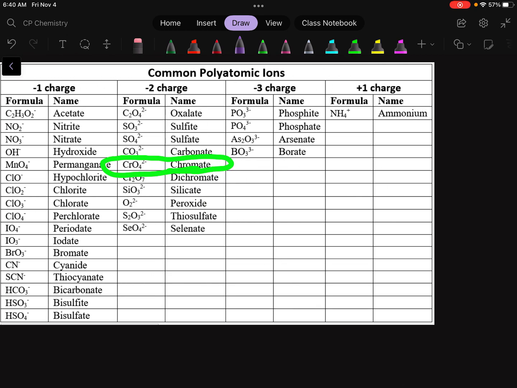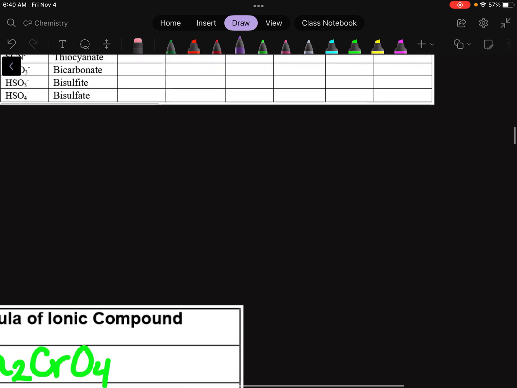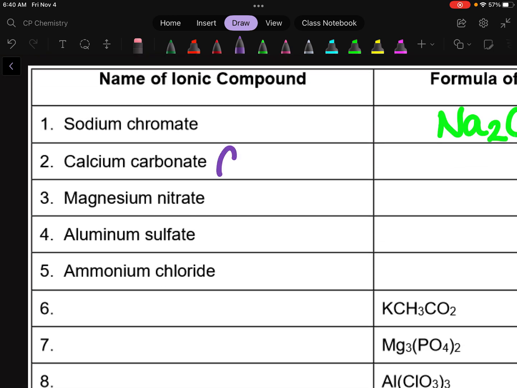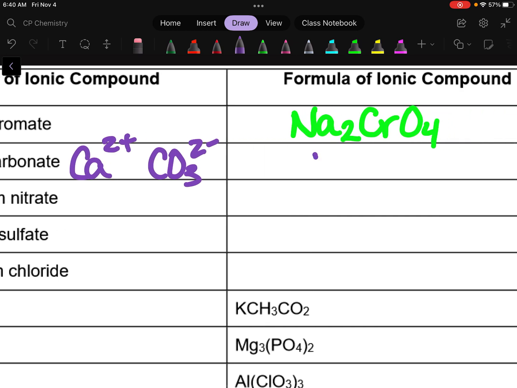And carbonate is right above chromate. So it's CO3 with a -2 charge. So Ca is +2 and carbonate is -2. So looking at those charges, they cancel each other out. So you just need 1 of each. So it's CaCO3.